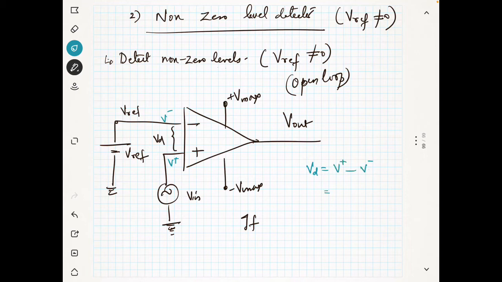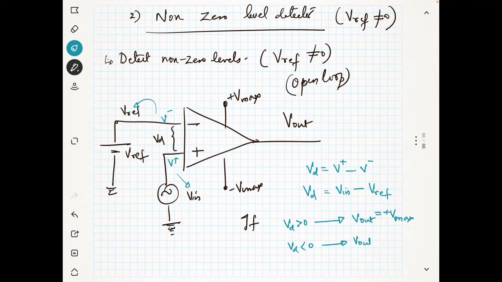What is my V plus? My V plus is nothing but your V in, and what is my V minus? It is nothing but my V reference. So this is my Vd. I will be getting a positive output if Vd is greater than 0. My output V out will be plus V max. If Vd is less than 0, my V out will be minus V max. So this is my output basically.